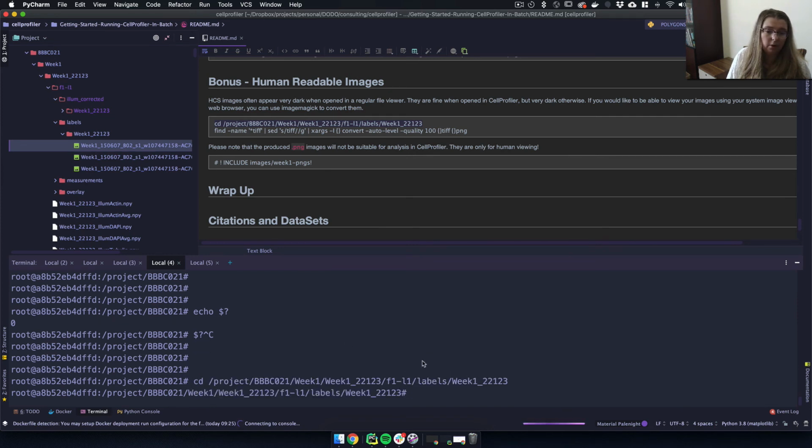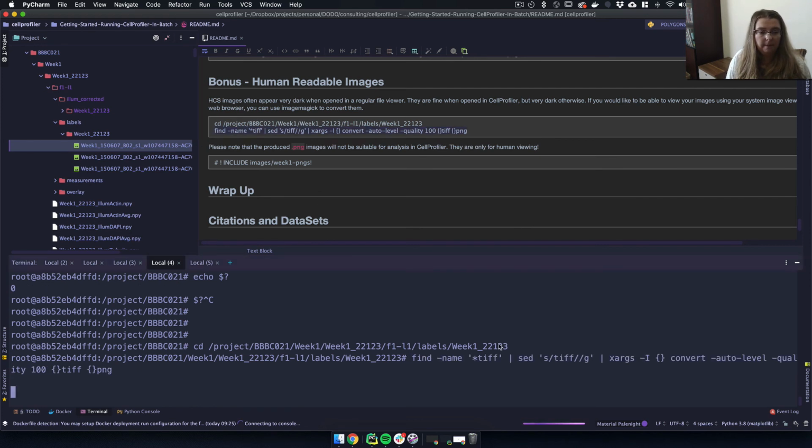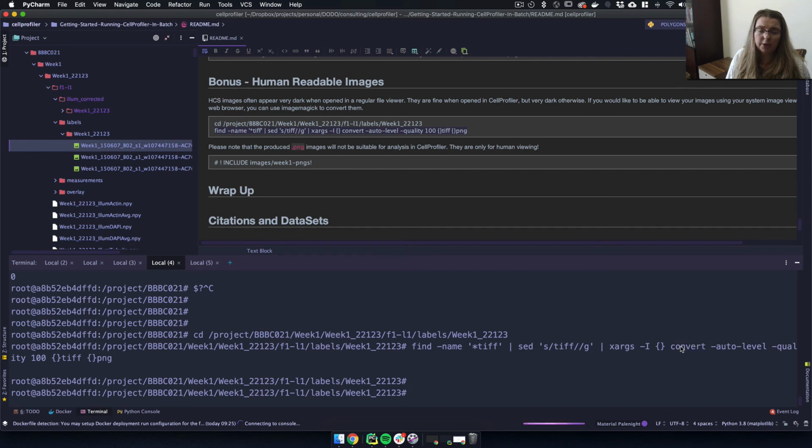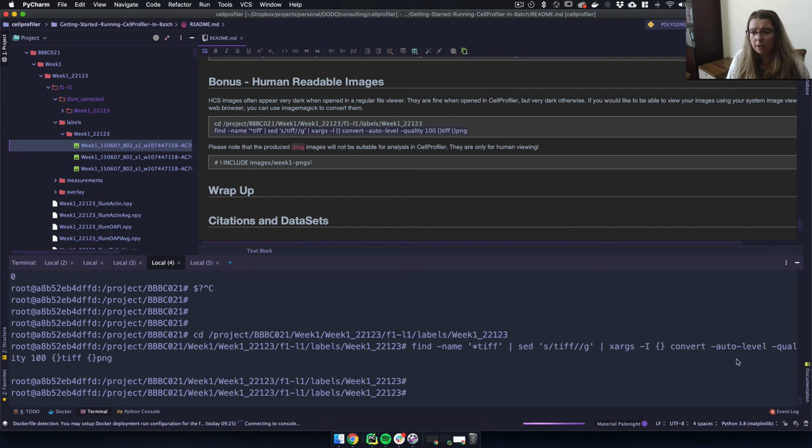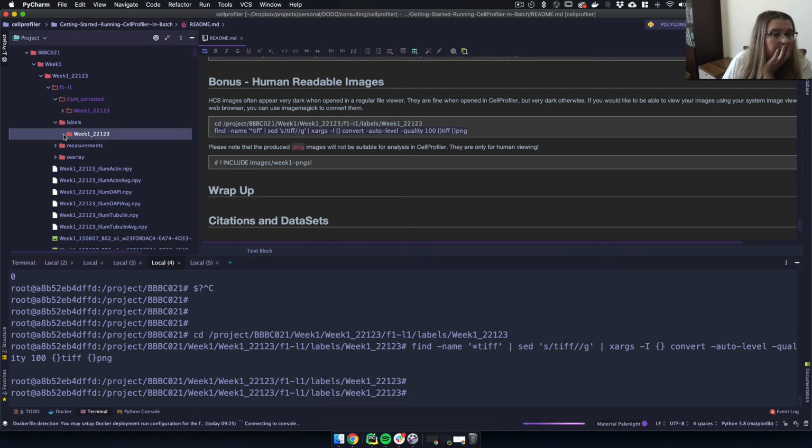I'm going to go to these images here, and I am actually going to convert these. I'm going to use ImageMagick. It has a ton of image processing utilities, and I am going to say convert it, do these auto levels, keep the quality really high, and go from TIFFs to PNGs. And then let's go find this.